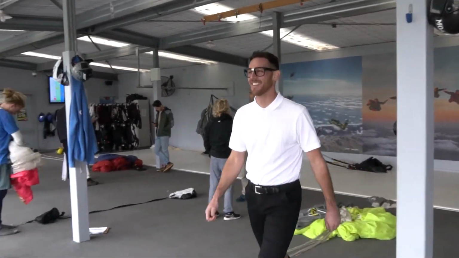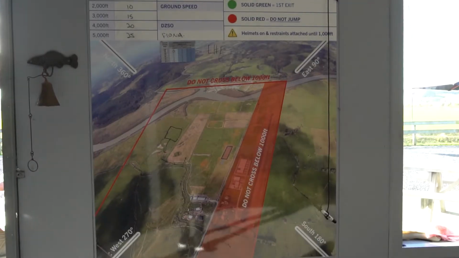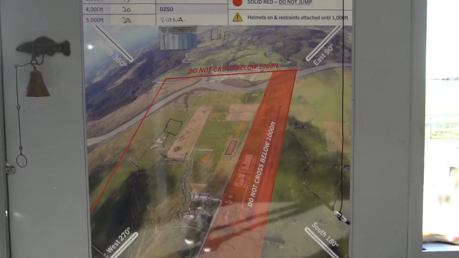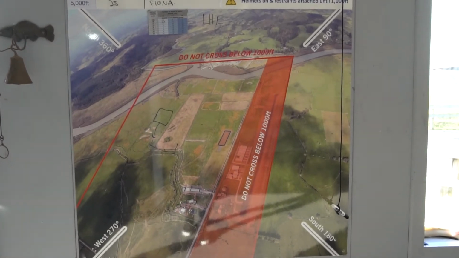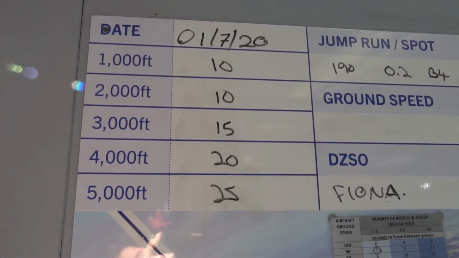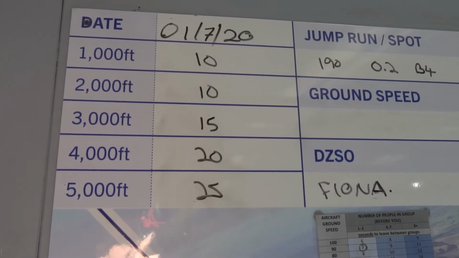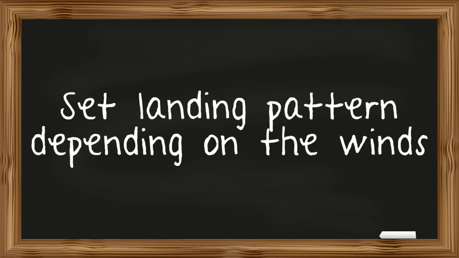Now all DZs should have an aerial picture of the landing area. So at the start of the day, we want to check this out and get familiar with it. This can also be where the winds and the spot are shown, so we can also get familiar with the conditions. Your DZ should have a set landing pattern depending on the winds.